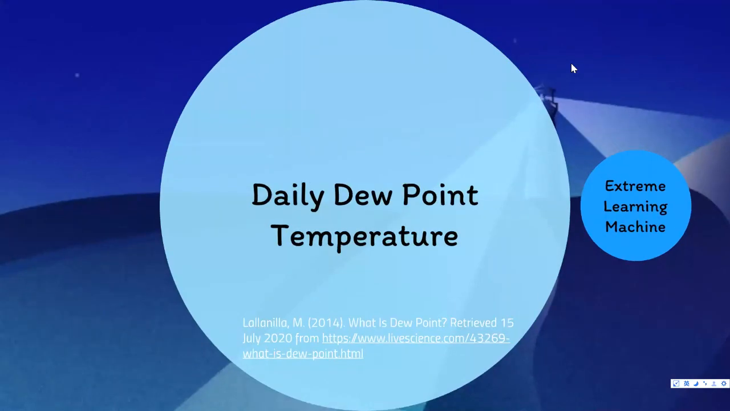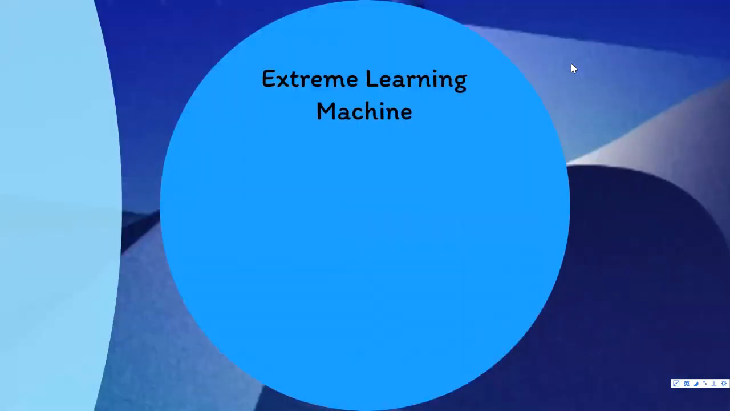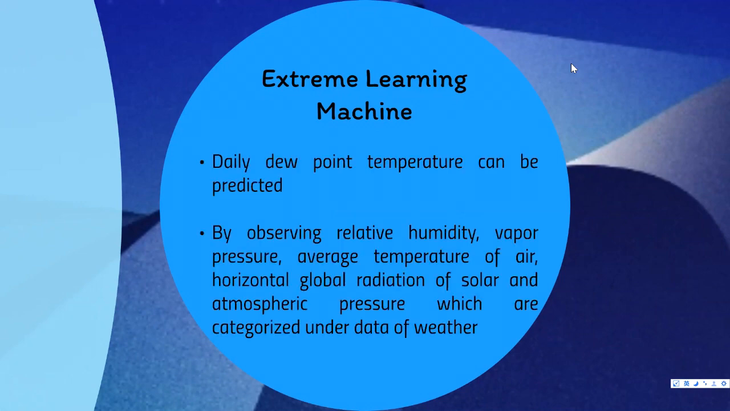The second point is daily dew point temperature. Daily dew point temperature is the temperature at which the gaseous state of water, which is water vapor, becomes saturated in the air. This is important in identifying predicted weather phenomena. Only one algorithm is involved in this situation, which is extreme learning machine. Extreme learning machine can be used to predict daily dew point temperature.